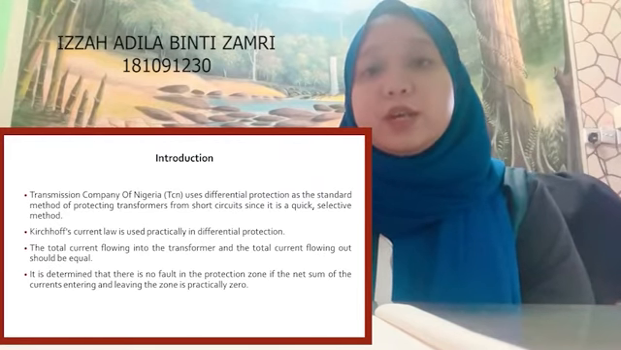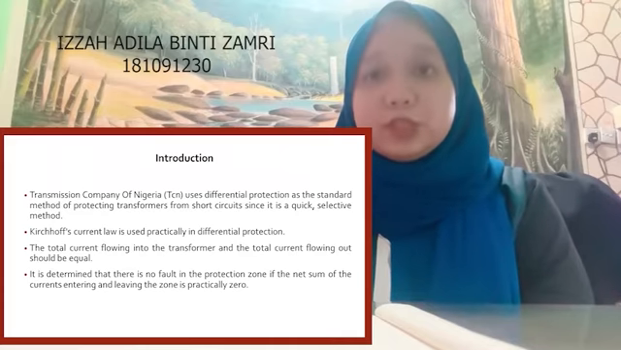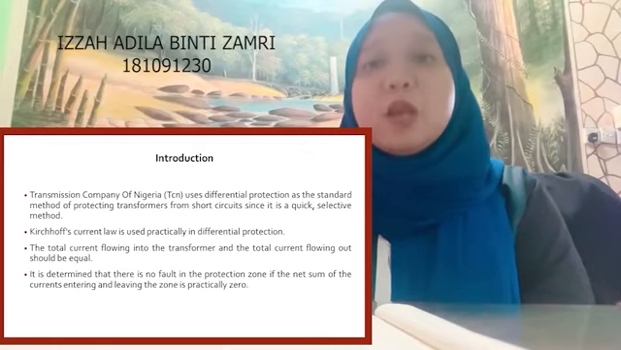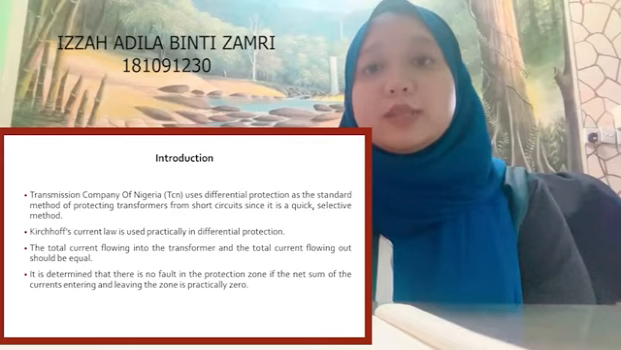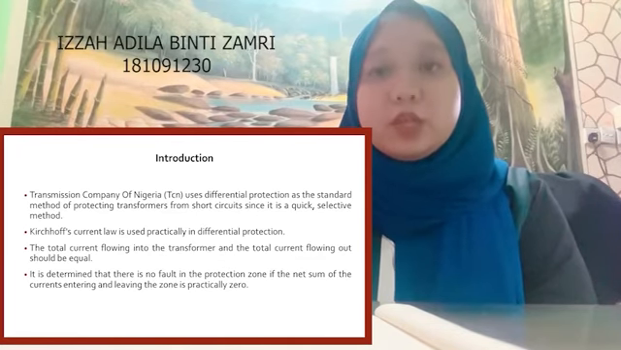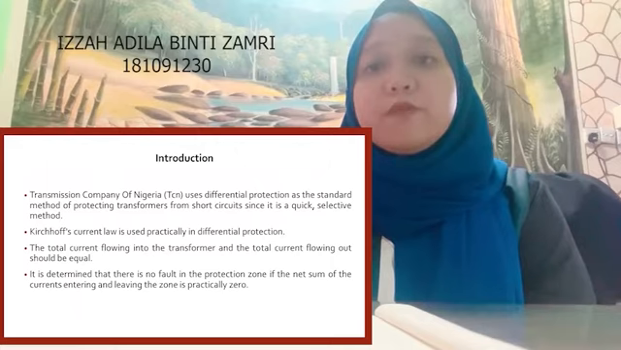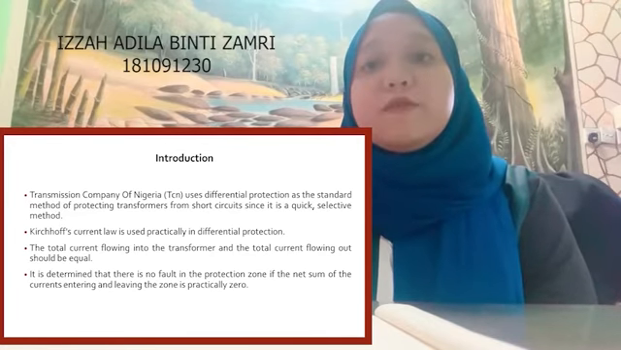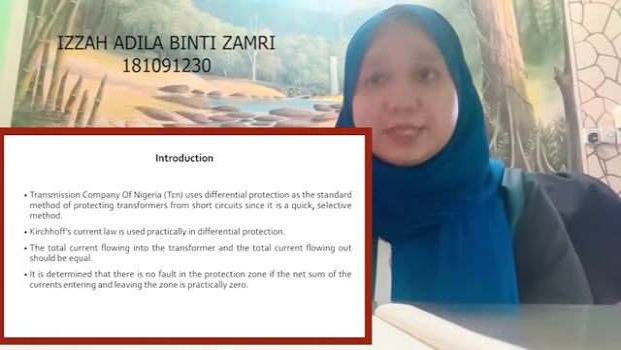Transmission Company of Nigeria, which is TCN, uses differential protection as the standard method of protecting transformers from short circuits, since it is a selective method. Kirchhoff's current law is used particularly in differential protection. The total current flowing into the transformer and the total current flowing out should be equal. It is determined that there is no fault in the protection zone if the net sum of the current entering and leaving the zone is essentially zero.